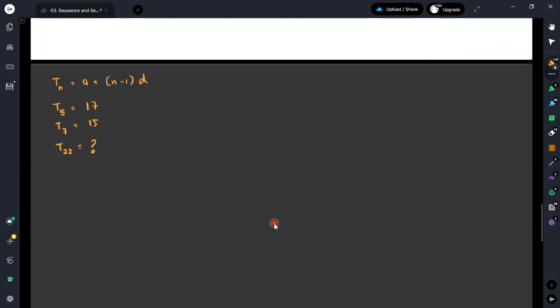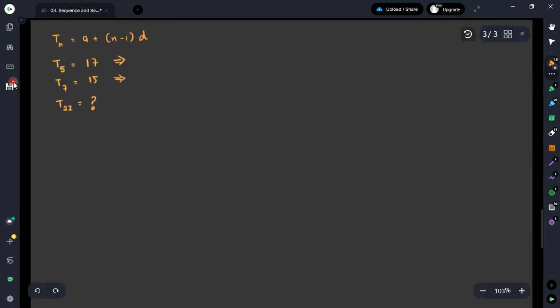Now, using this nth term for the arithmetic progression, we'll try to build up some equations related to the first two values that they have provided for us. The value of n is equal to 5. Then I will write this as a plus 5 minus 1 times d equals 17, because the value is 17. In a similar manner, we can say that a plus 7 minus 1 times d is equal to 15. In this way, here it is a plus 4d is equal to 17. Here we can say that a plus 6d is equal to 15.